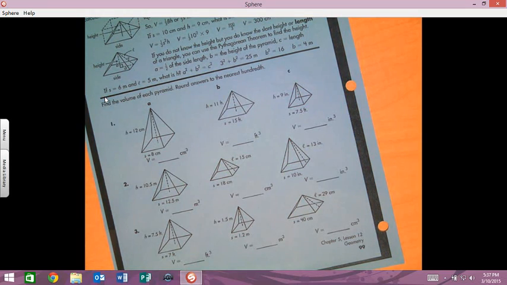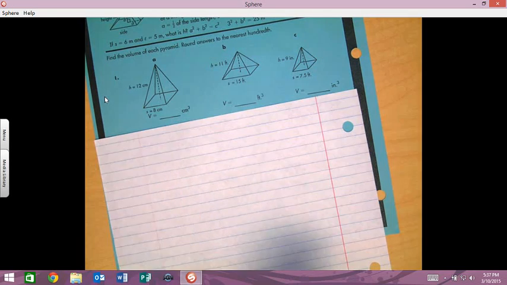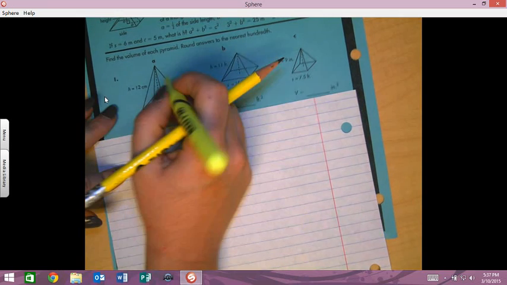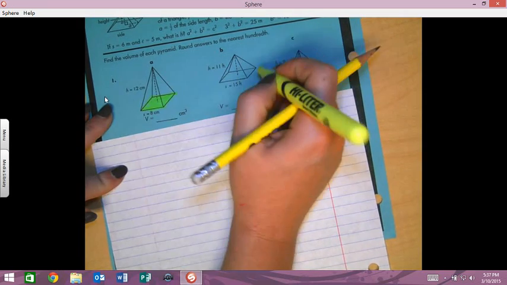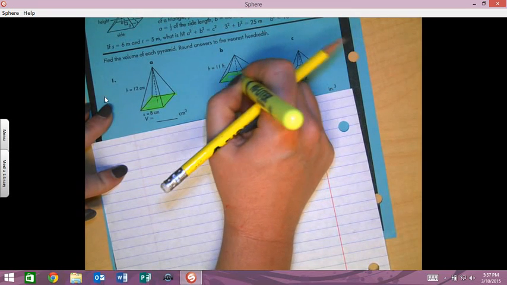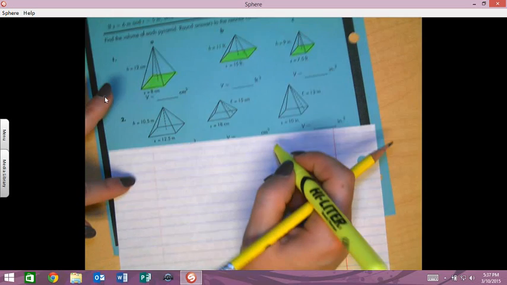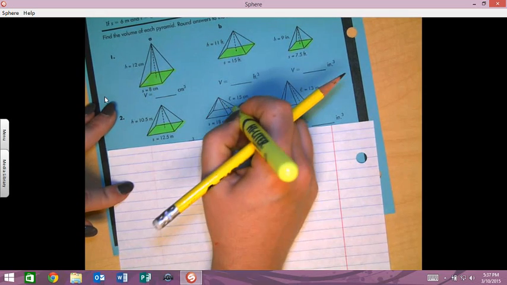Alright. So this assignment is going to be over pyramids. We haven't done a lot with pyramids so far in our DIY, but all of your pyramids here are going to actually be squares. All of these are going to be square pyramids. None of these are going to be rectangular.